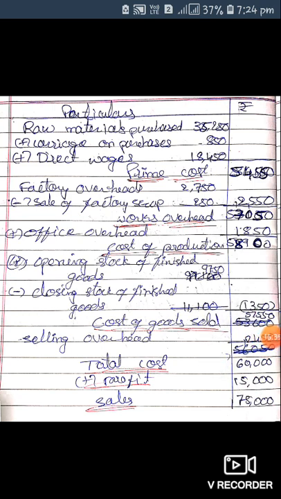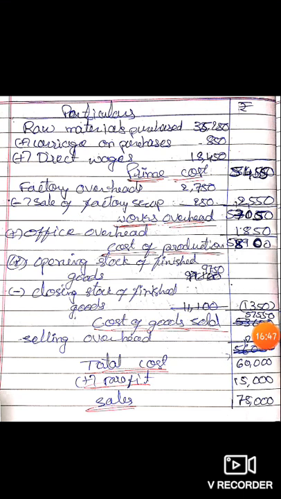Now, to get the total cost, we have to add the selling overheads, which are given in the problem directly. They have given the selling overhead of 2,450 rupees. After adding this 2,450 to the cost of goods sold, the total cost is 60,000, and they have sales of 70,000 rupees. They are also asking to show the profit. To calculate the profit, we have to deduct the total cost from sales. After deducting, they have 15,000 rupees of profit according to the given information. So this is the format which will be used to prepare a cost sheet.